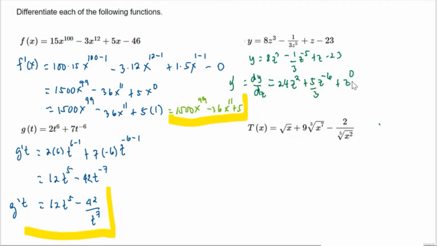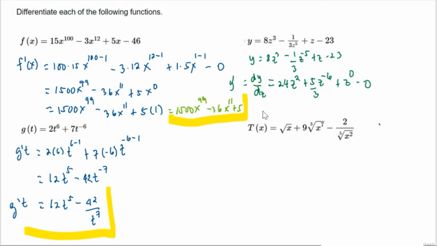Why does it become raised to the power of 0? Because the exponent is 1, then subtracted by 1. So 1 minus 1 is 0. Minus the derivative of 23, which is a constant. According to the formula, the derivative of a constant is 0.